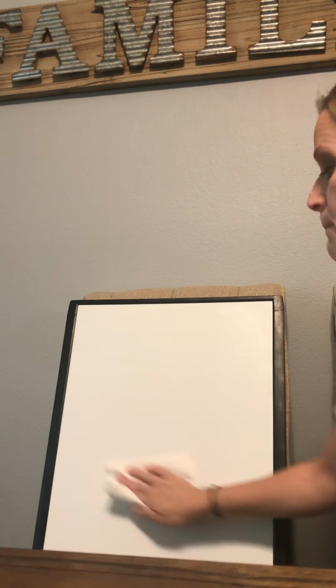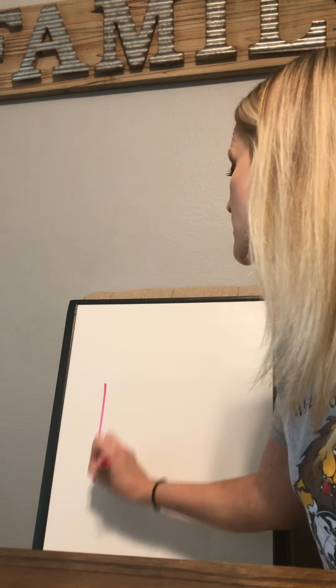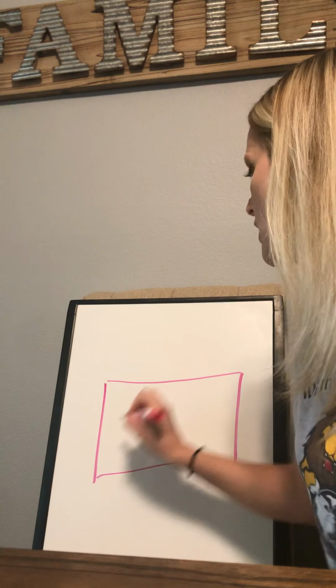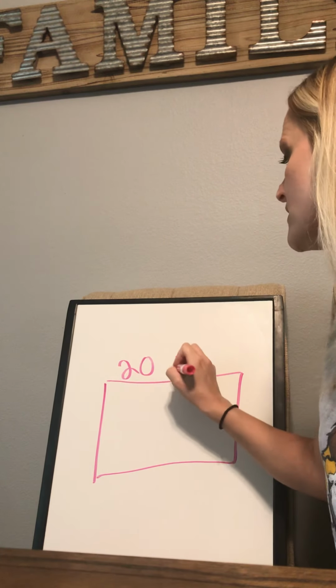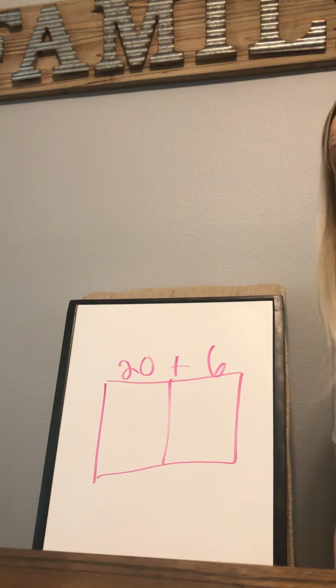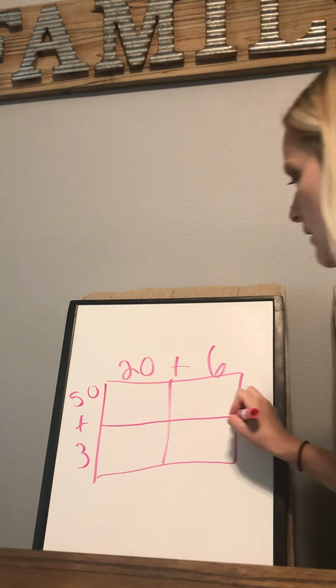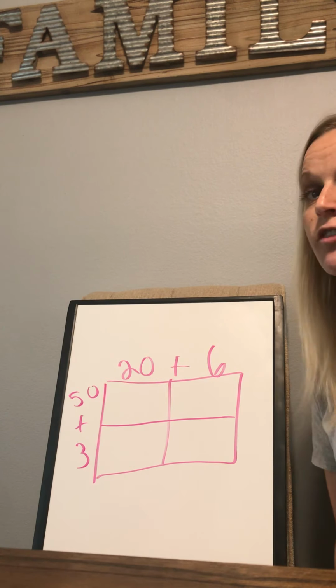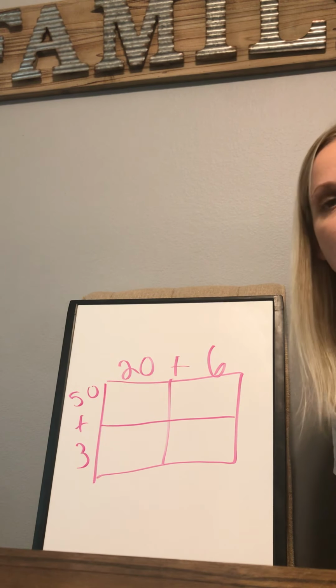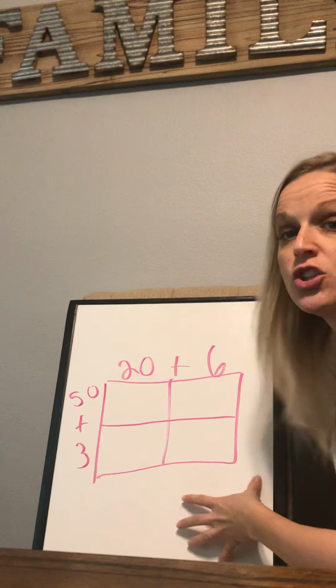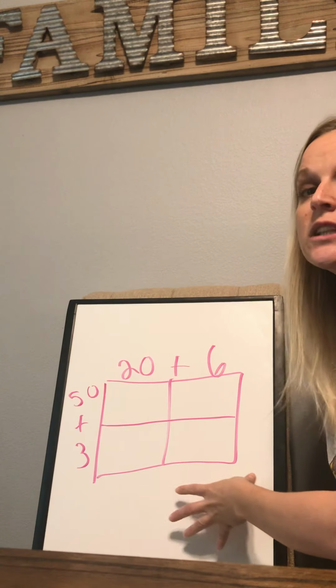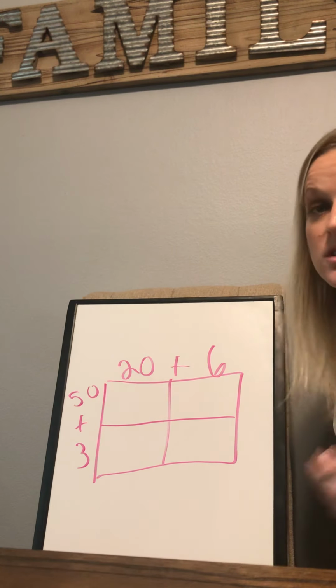Now let's do it using the box method, 26 times 53. So I'm going to break apart 26 into 20 plus 6. Break apart 53 into 50 plus 3. Okay? Now, most of you from before we went on this break here, I know you needed to use the box method. So please continue to use that if you struggle with the standard algorithm.